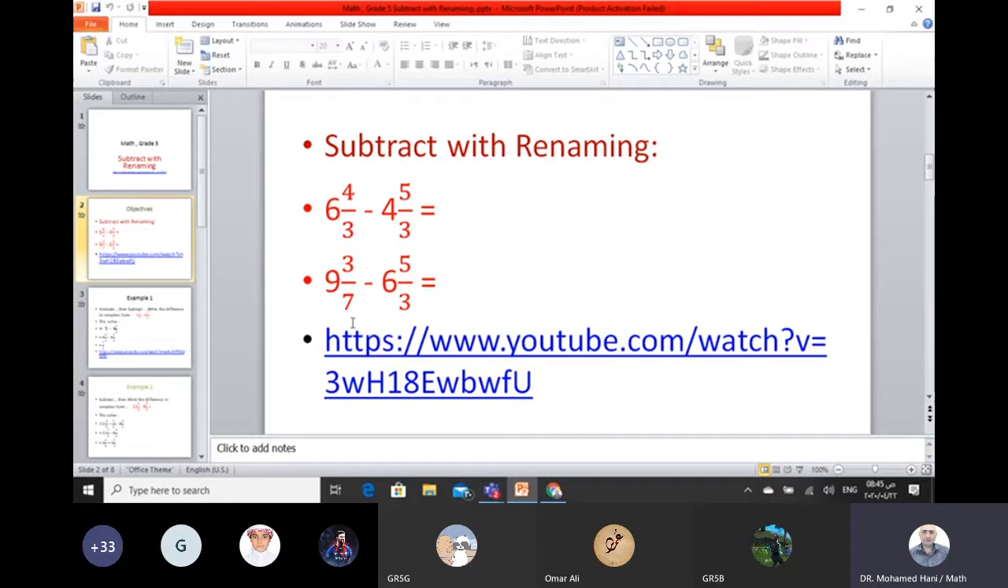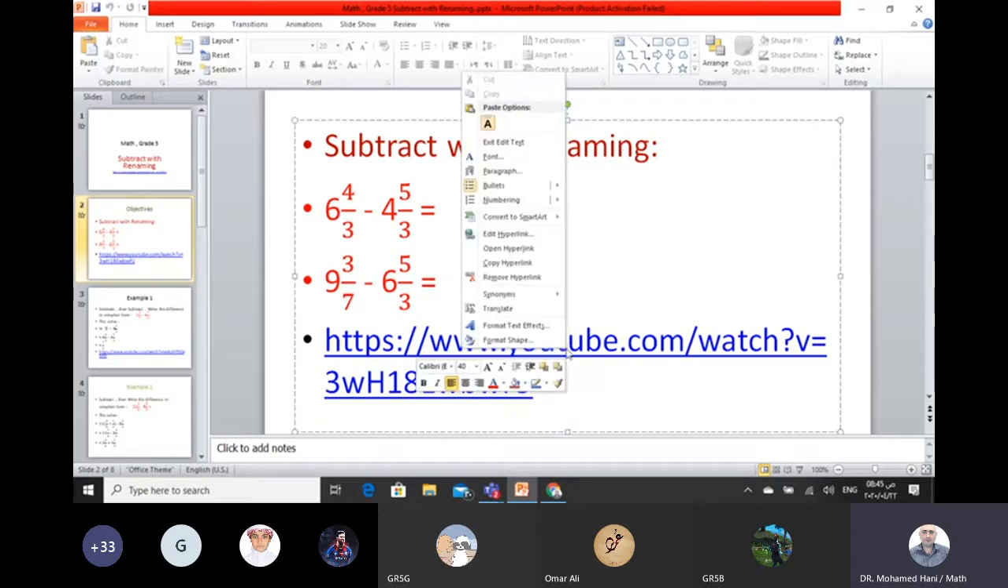And here we have the same problem, but here the different denominators. Here we have unlike fractions. And here, listen, here we have 3, and here we have 5. So listen to this video now.